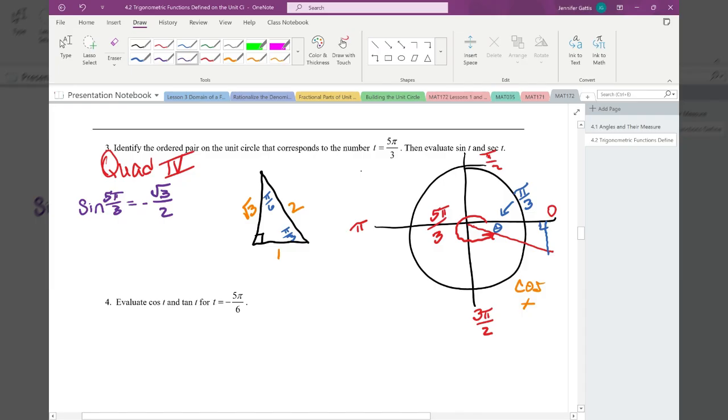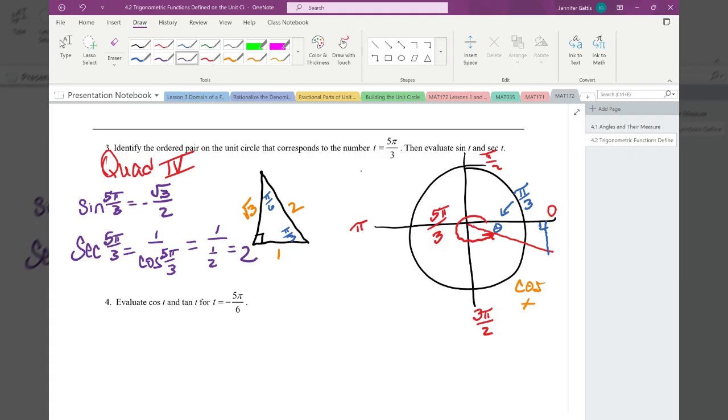Now for the secant of 5 pi over 3, that's going to be the same as 1 over the cosine of 5 pi over 3. Well, what is the cosine of 5 pi over 3? Well, it is the same as the cosine of pi over 3, which is 1/2. So the secant of 5 pi over 3 is going to be positive 2.